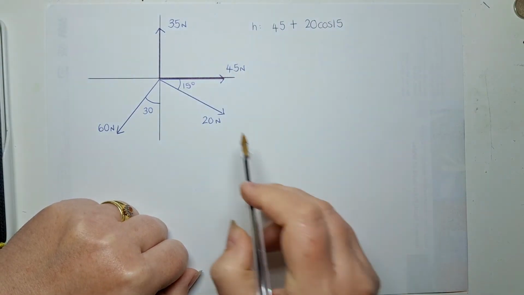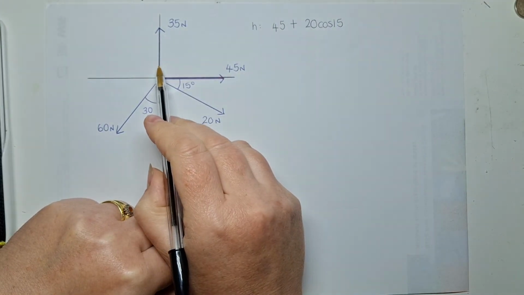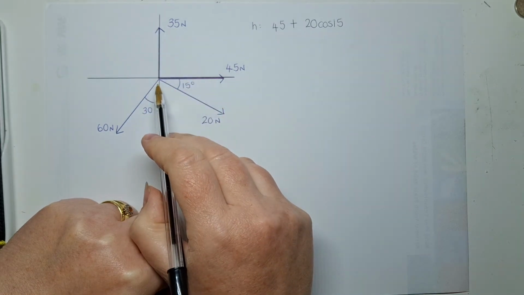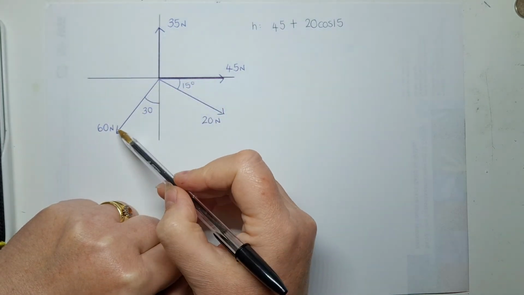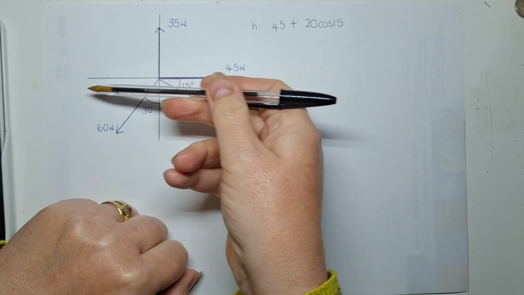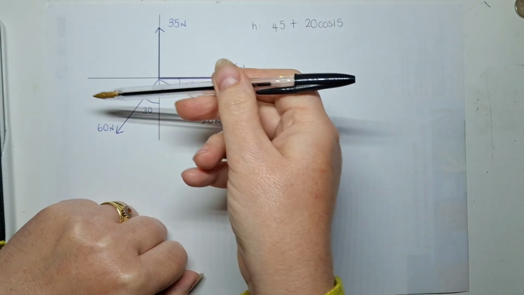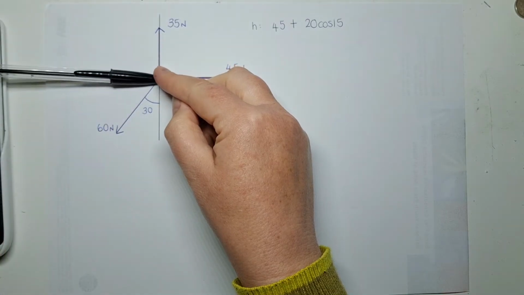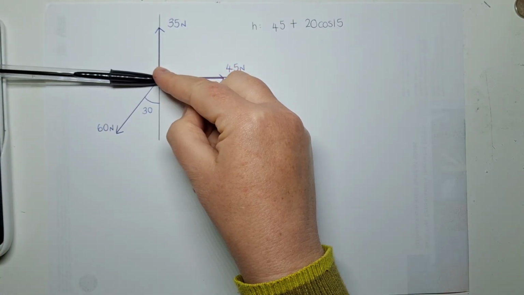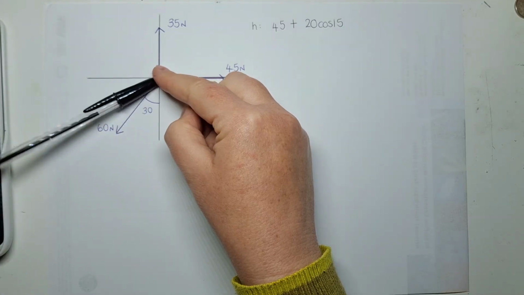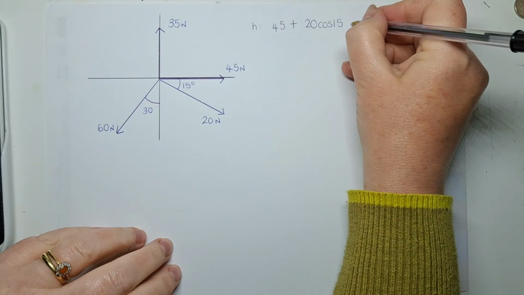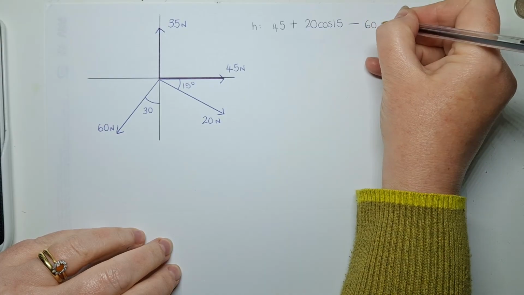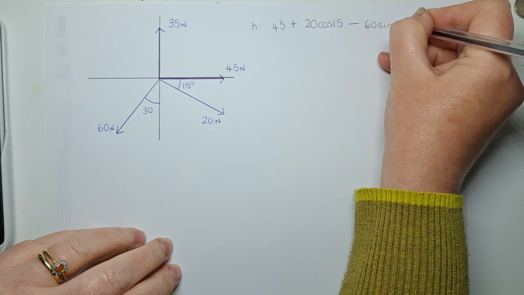Okay. The 35 doesn't come into the horizontal because it's just pulling vertically. This 60 Newton force is pulling basically to the left, down a bit and to the left a bit. So we need to resolve this one. As we twist that around, we're stretching away from the 30, and that would then be sine. So it will be 60 sine 30. So we need to minus that because it's pulling in the opposite direction.